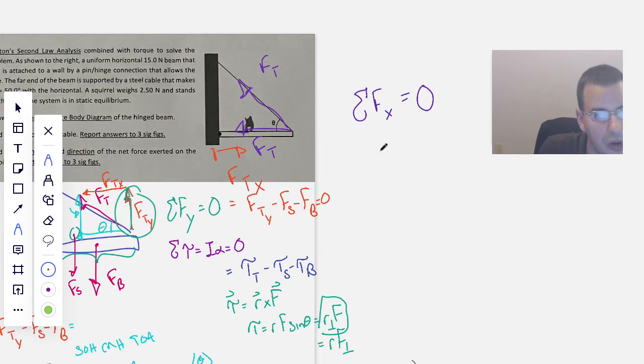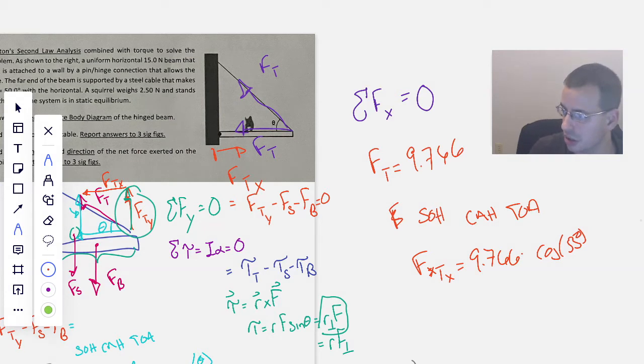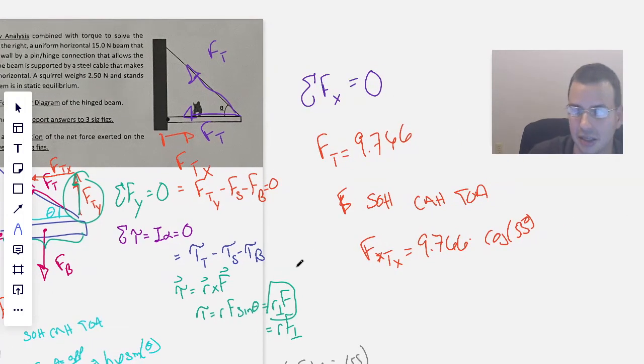And so we know force tension equals, we just found that out, 9.766. So it's going to be SOHCAHTOA. Force tension X is 9.766 times cosine of 55 degrees. Putting that into Wolfram, 9.766 times cosine 55 degrees. We should get a number that's less than 9.766. And we get about 5.6.